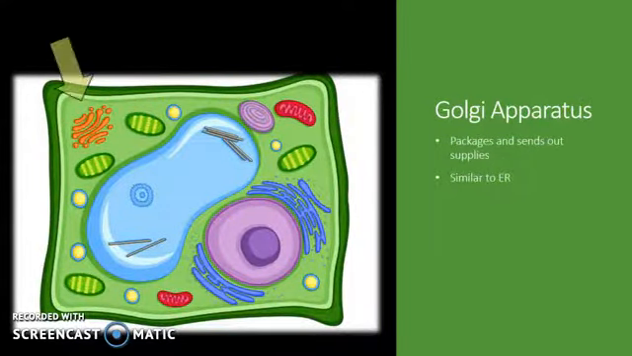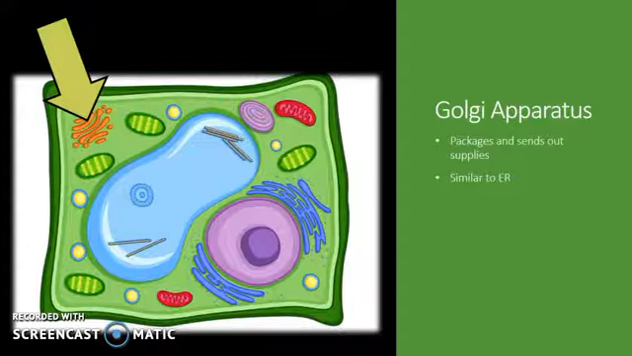Okay, next is the Golgi apparatus. This one's pretty basic. It's also known as the Golgi complex or the Golgi body. It is a stack of membrane-bound structures that is involved in the transportation of lipids and modification of proteins. It's very, very similar to the ER, but its main job is to package and send the supplies out.